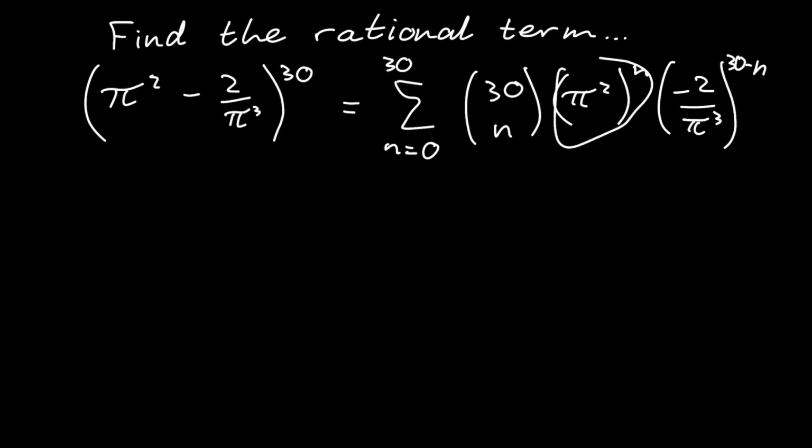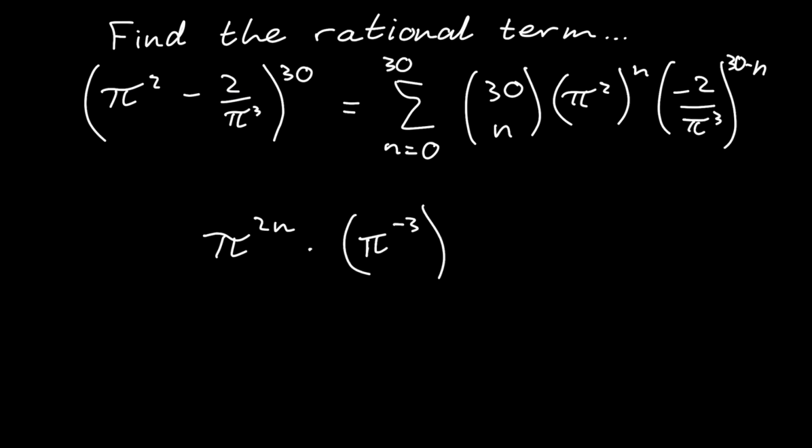So basically we have pi to the power of 2n times, and we'll just take the pi out of here, pi to the negative 3, because pi to the power of 3 in the denominator is pi to the negative 3 in the numerator, and we're going to ignore this negative 2 for now, and we have that to the power of 30 minus n. And then we're looking for pi to the power of 0. So now we're going to solve for n.